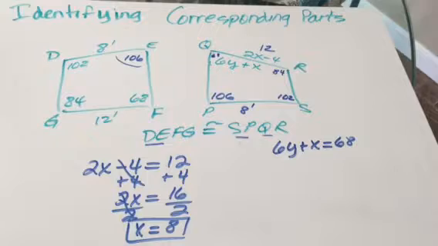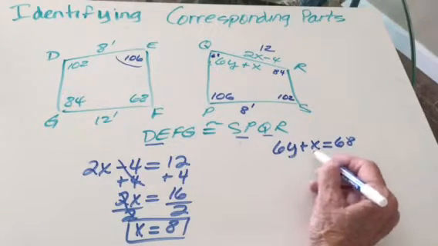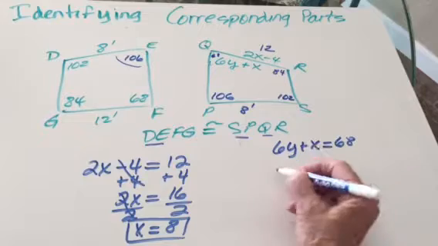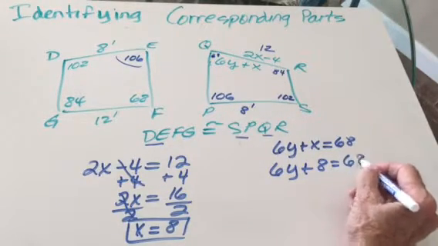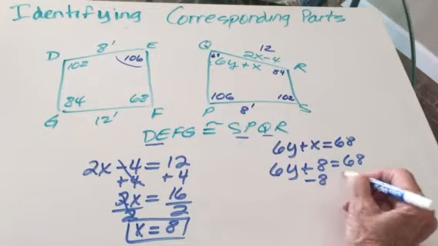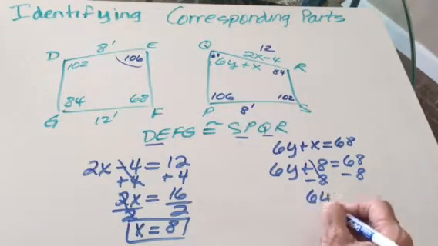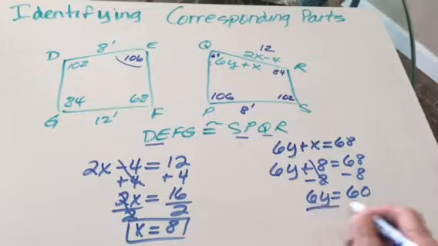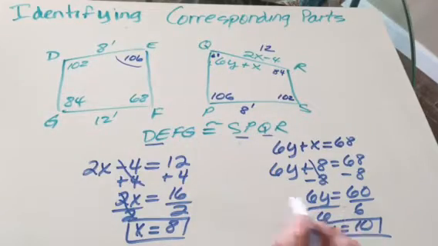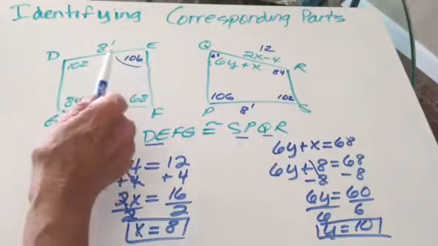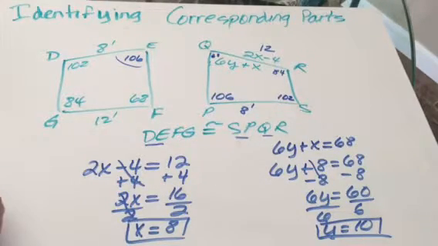Okay, x is 8. Now I'm going to substitute that 8 right back in here. So look, 6y plus 8 is 68. Minus 8 on both sides. 6y is 60. Divide by 6. And y is 10. You see that? Now that's all they were asking for, guys. They weren't asking for this 106 and 102. I threw that in there to show you how to get that in case they had asked us for that.